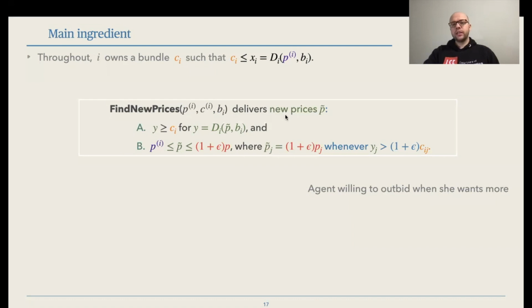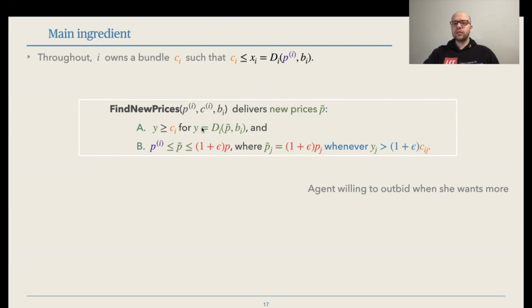Find new prices will deliver us new prices P tilde. This P tilde will have several properties. First, it will maybe be slightly increased with respect to the individual prices, but it will never overshoot the high prices. Moreover, whatever the agent owns until now, this C_i, will be dominated by the demanded bundle at the new prices P tilde_i. Right, we had already that this C_i is demanded by x_i at the individual prices P_i, but now even when we get the new prices P tilde, this amount C_i is still dominated by the demanded bundle.